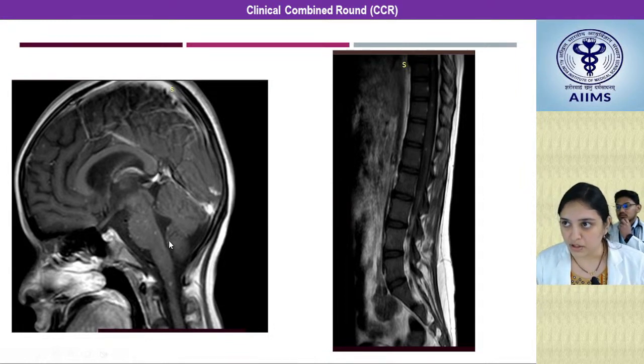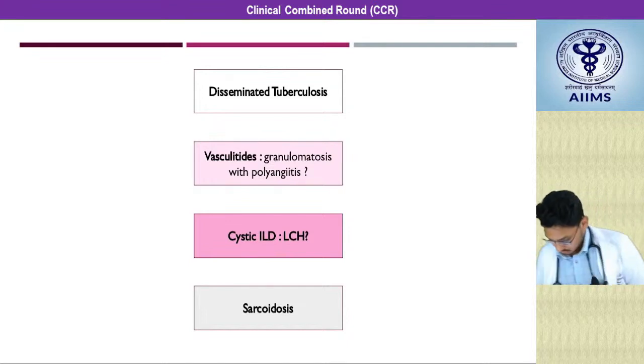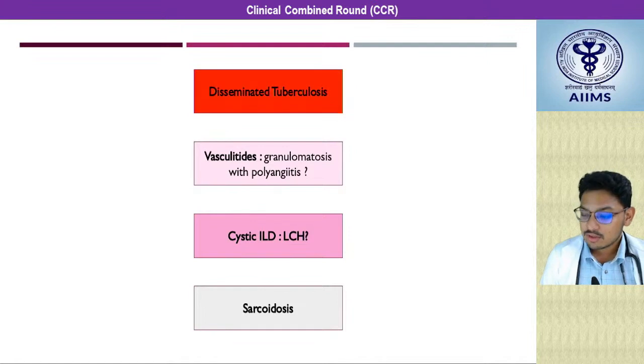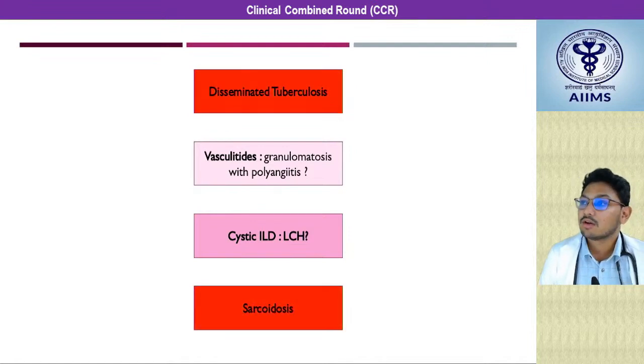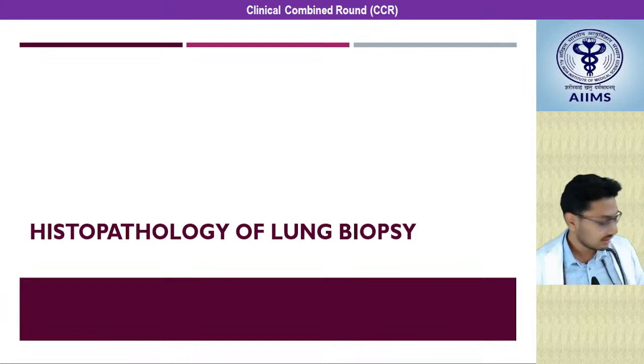So based on imaging, the differential diagnosis is that of granulomatous disease, either infective or inflammatory. So again, it narrows down to either tuberculosis or sarcoidosis. After this, our main possibilities remaining were disseminated tuberculosis and sarcoidosis. It was the tissue biopsy and the histopathology which finally clinched the diagnosis. So let us discuss the pathology.